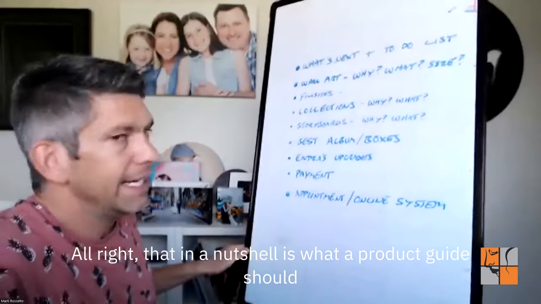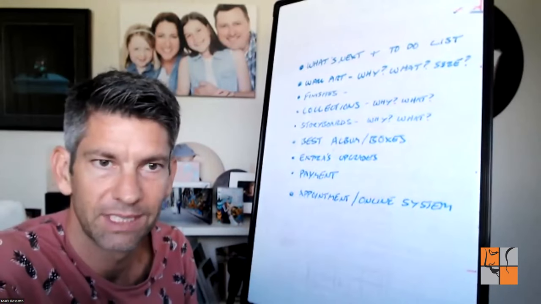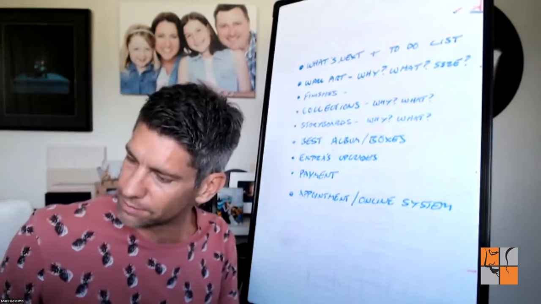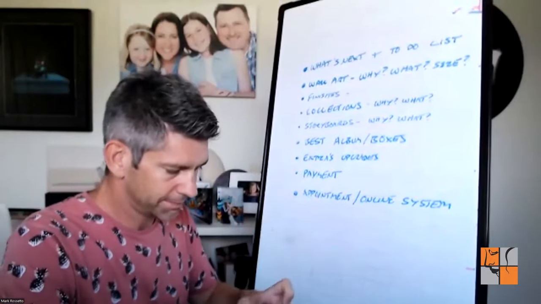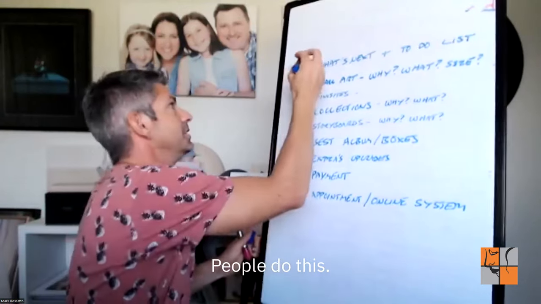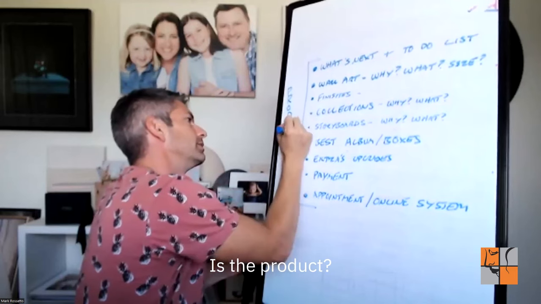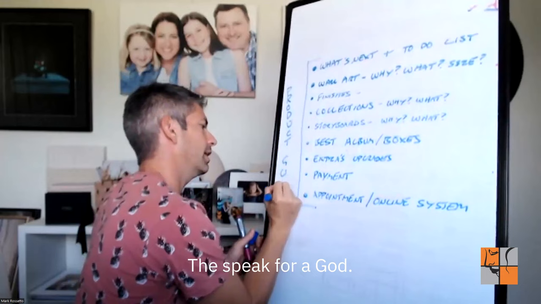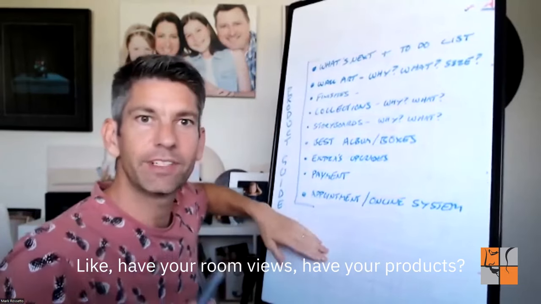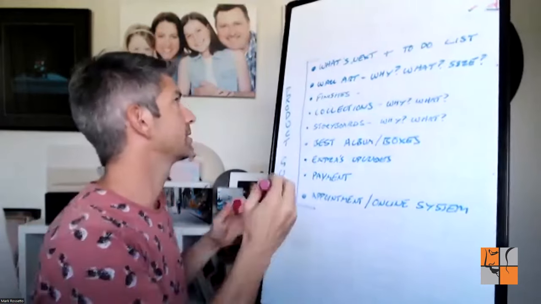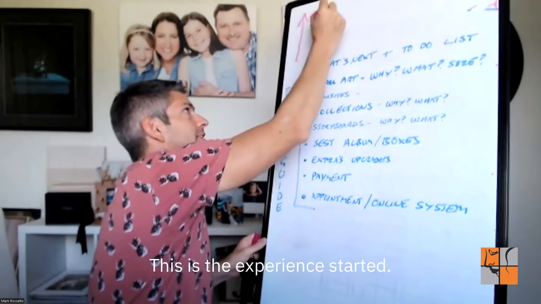All right. That, in a nutshell, is what a product guide should look like. Now, if you were to add, so pink, right? Let's just go, wait, what color did I use? Blue. Very finicky about my colors, people. So this is the product guide. If you're just doing the product guide, that's what it should really be like. Have your room views, have your products, have your finished artwork, make it make sense. If you've got the extra bit, so the before part, this is the experience guide.